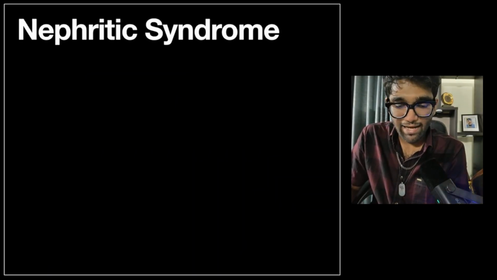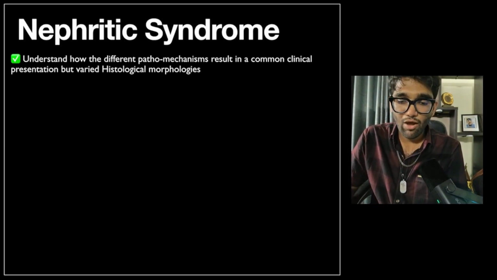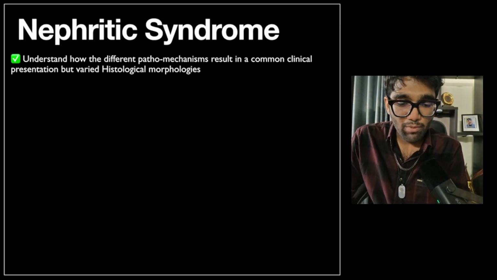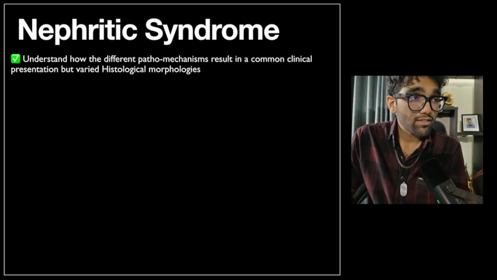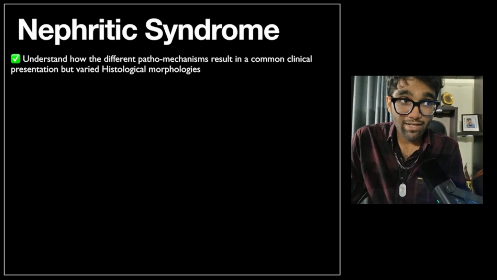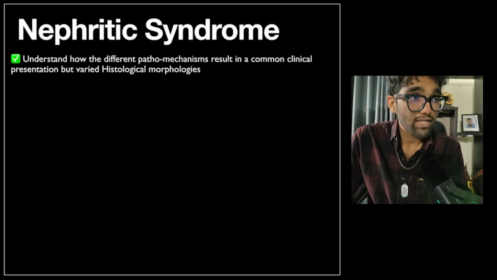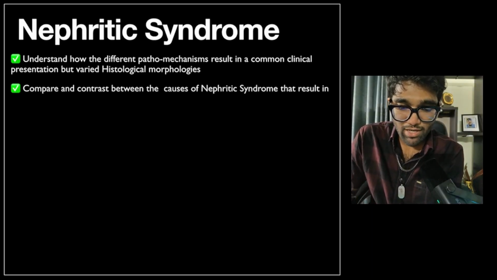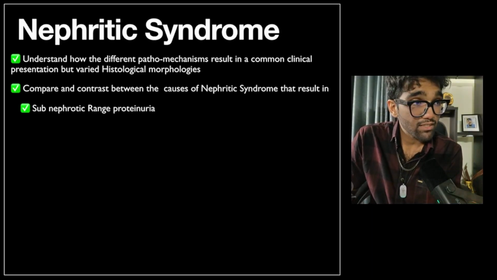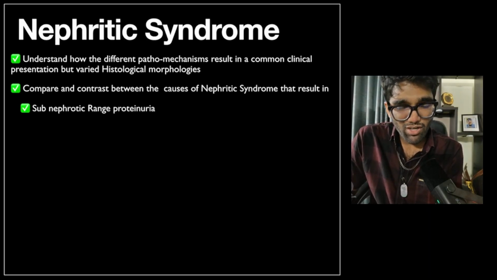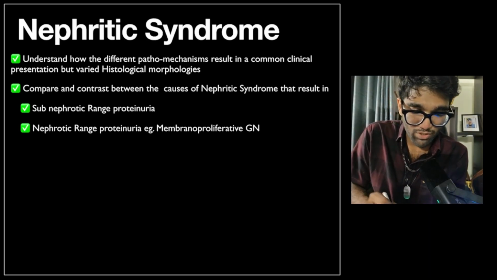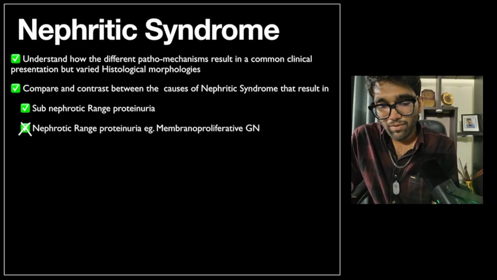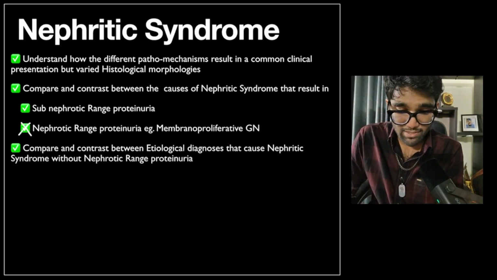Till then, I'll take leave and basically highlight that what we've done is we've understood how different pathomechanisms result in a common clinical presentation, that is nephritic syndrome, but there are different histological morphologies which I have implied strongly based on our understanding of the pathomechanisms, but I'll be deriving that formally one discussion from now. Then we have compared and contrasted between the causes of nephritic syndrome that result in subnephrotic range proteinuria. I have not discussed those causes that cause nephrotic range proteinuria, so we'll just cancel this out. Okay, that is MPGN and plasma cell dyscrasia related.